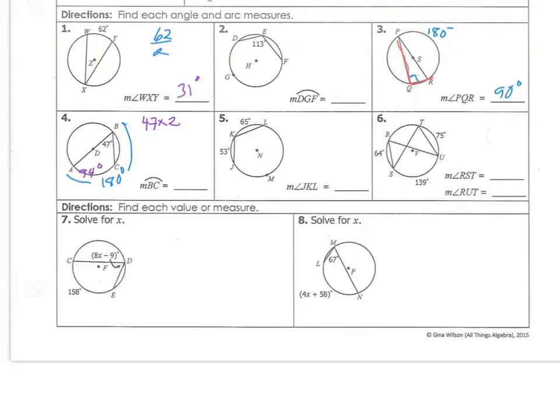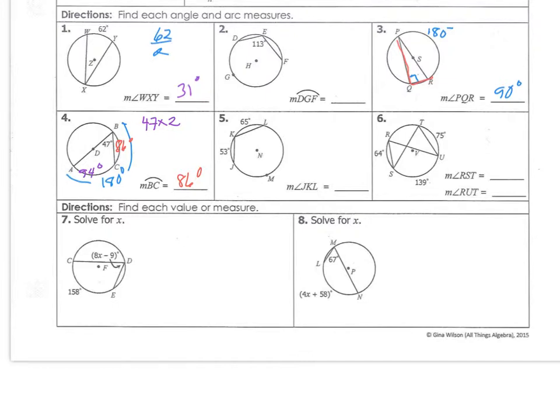And they want BC, so how am I going to find BC? Yeah, what's 180 minus 94? 86. So that means that this is 86 degrees. So you're going to have to use some prior knowledge in addition to your new knowledge. And then look at question 6.